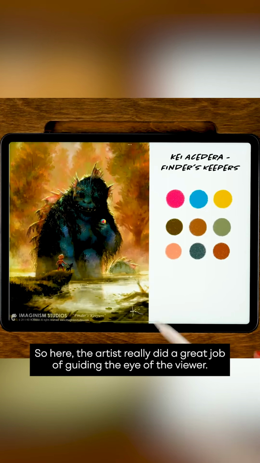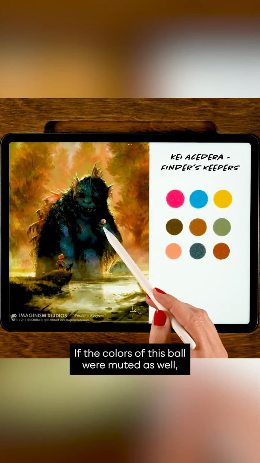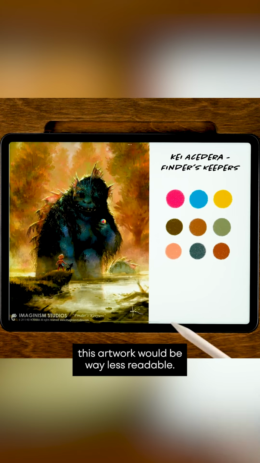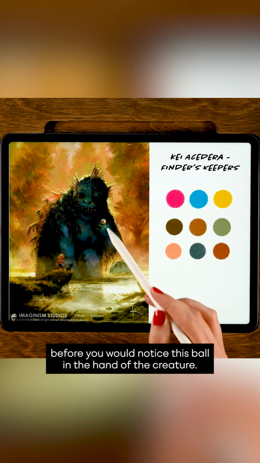So here the artist really did a great job of guiding the eye of the viewer. If the colors of this ball were muted as well, this artwork would be way less readable. It would take some time before you would notice this ball in the hand of the creature.